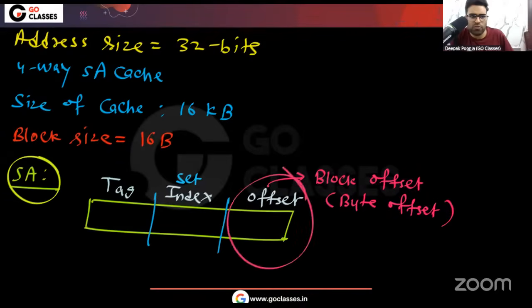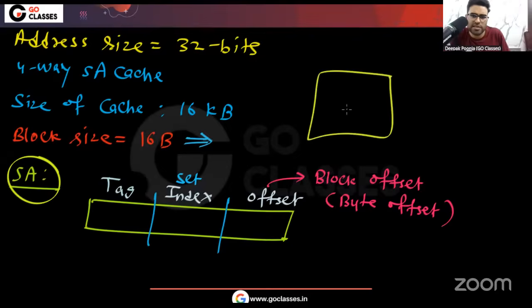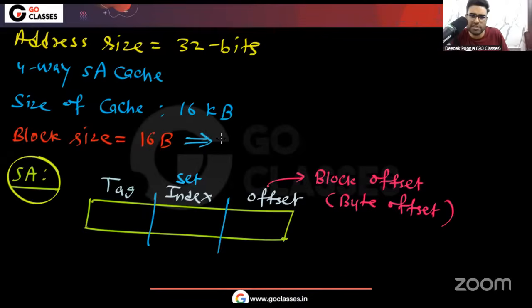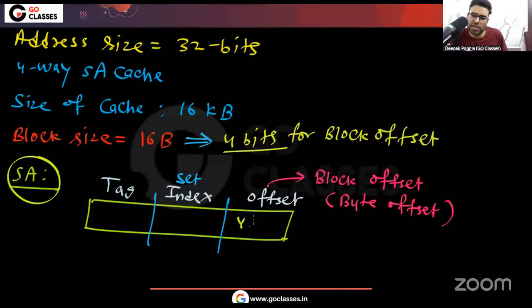Tell me, what is the size of block offset? Means how many bits for block offset? You can find that from the block size. The block size is 16 bytes. It means in one block there are a total of 16 bytes. So if I want to address a particular byte within a block, where there are 16 bytes, how many bits do I need? That will be 4 bits. So very simple, 4 bits are required for the block offset.